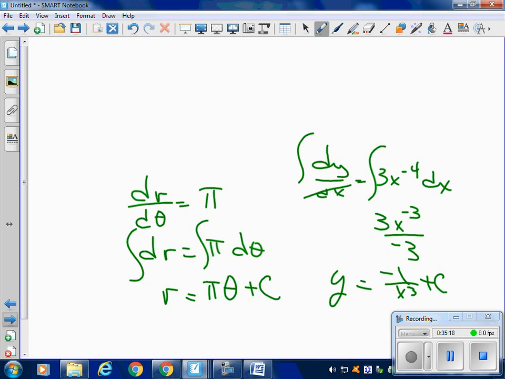I put them in order. 3/4 t to the 4th plus 1/3 t to the 3rd plus c. I know the problem's not in order, but you should put your answer in order.